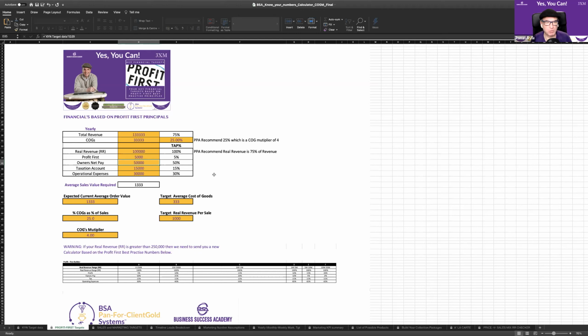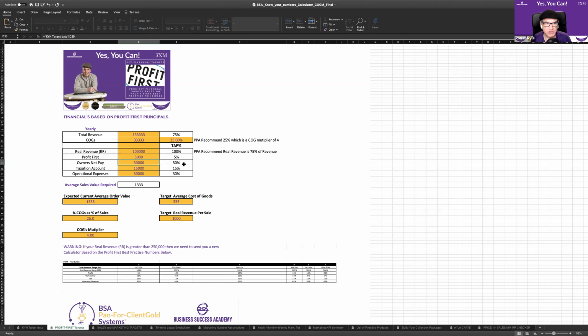Now, here's a little health warning. These best practice percentages are based on businesses with a real revenue within a various category. So this category is within 0 to 250,000. If you have a bigger business and your real revenue is between 250 and 500, these best practice percentages change.